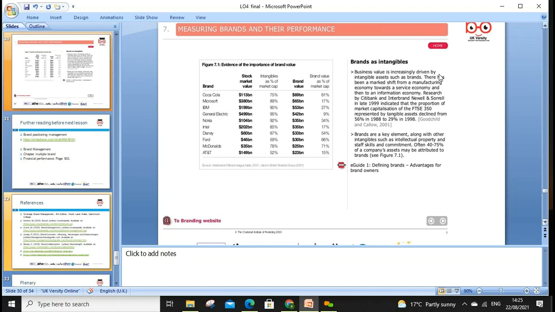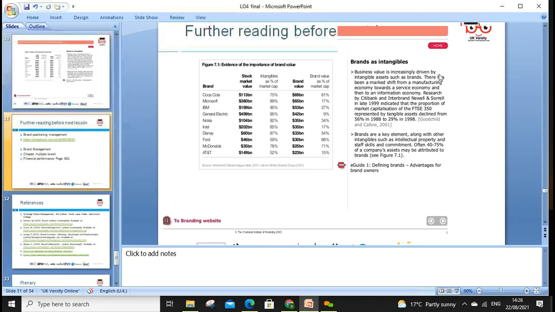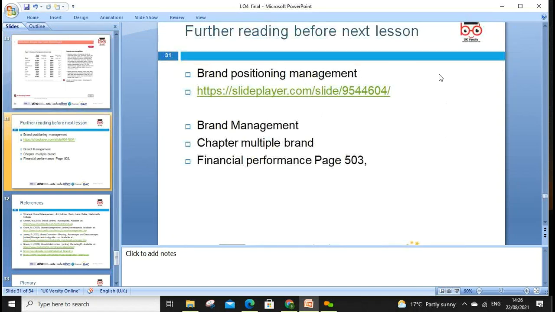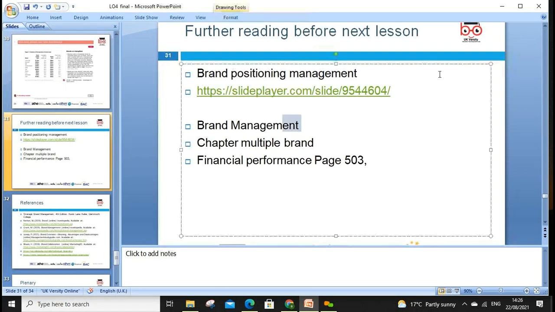Here is some example of the brand as an intangible. Intangibles don't have physical substance, but they can bring a huge benefit to an organization. So, guys, this is the evidence of the brand and the brand value. Here you can see Coca-Cola is the largest, then Microsoft, IBM, General Electric, and Nokia, which is of course outdated because these slides are slightly older. We can do research and find the recent brand positions. Here you can watch the brand positioning management and the performance.